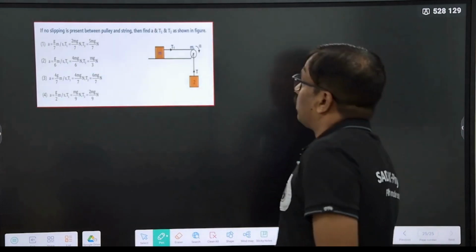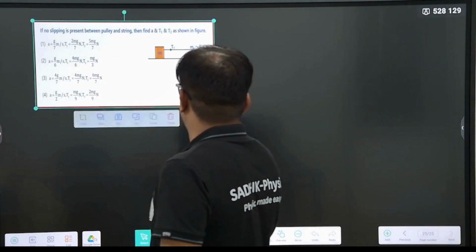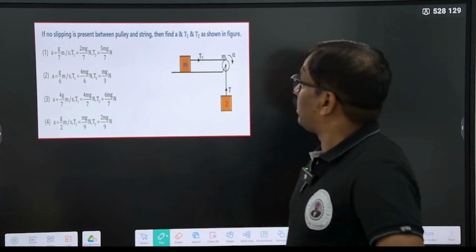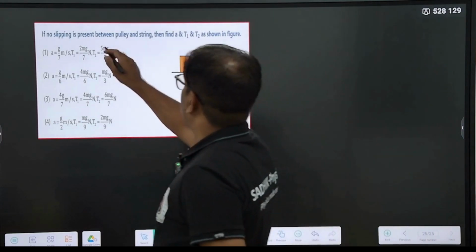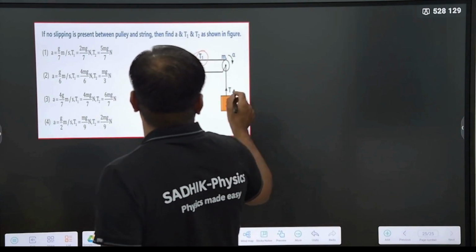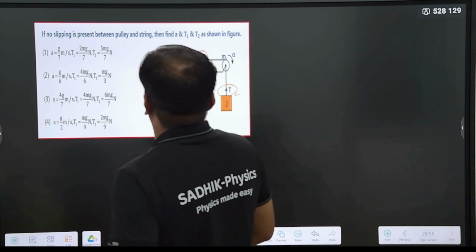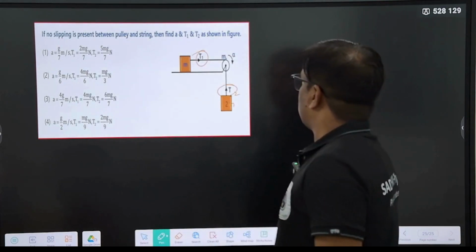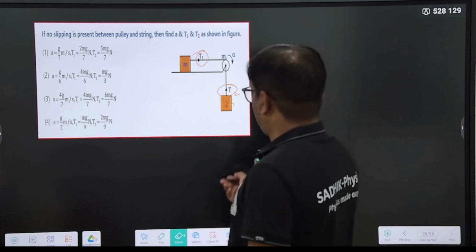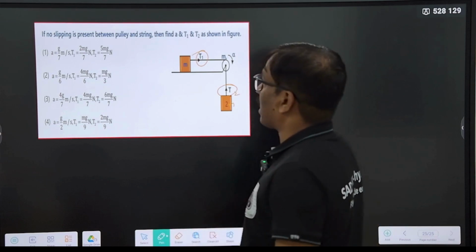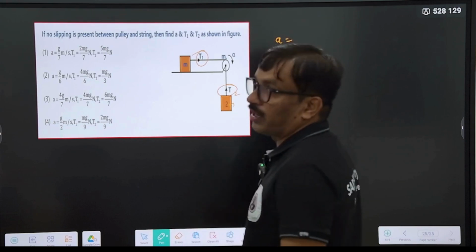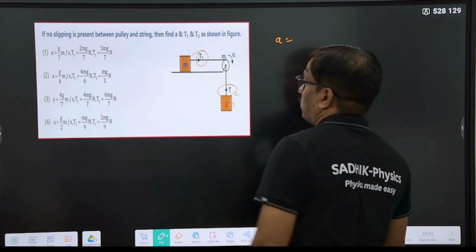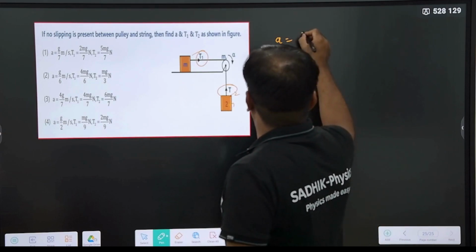Clear? So one more problem now, the final problem we'll see. Here there is no slipping between the pulley and the string. Therefore we have to calculate tension T1 and tension T2. Suppose this is T2. I think this is 2m, okay, 2m we will take. So again the same story. First of all you have to calculate the acceleration. Acceleration is the total net force by total mass. The total force is nothing but 2mg only.